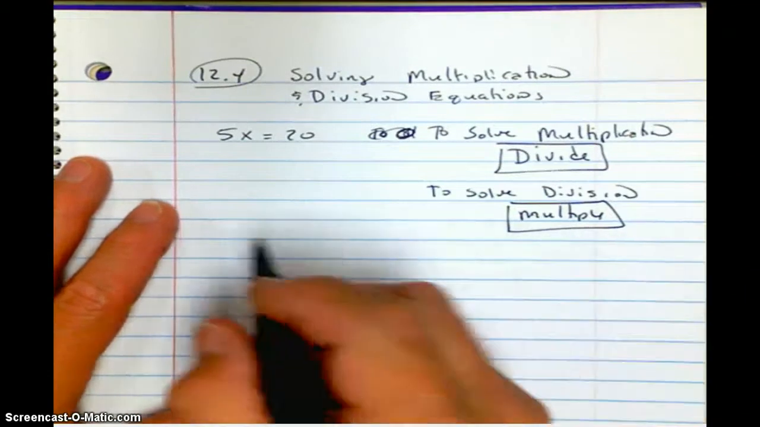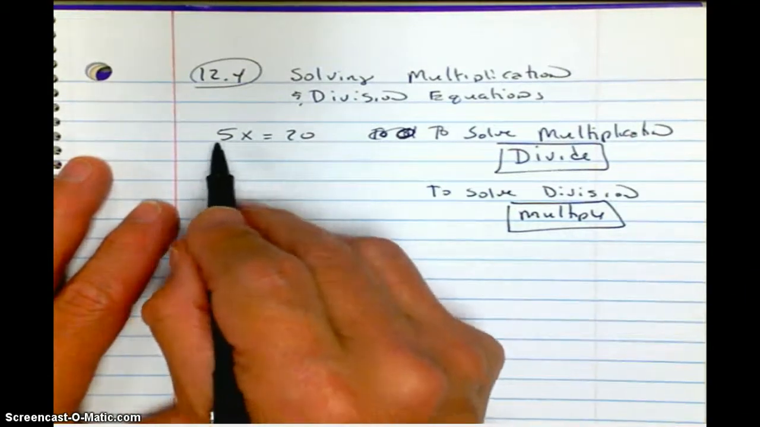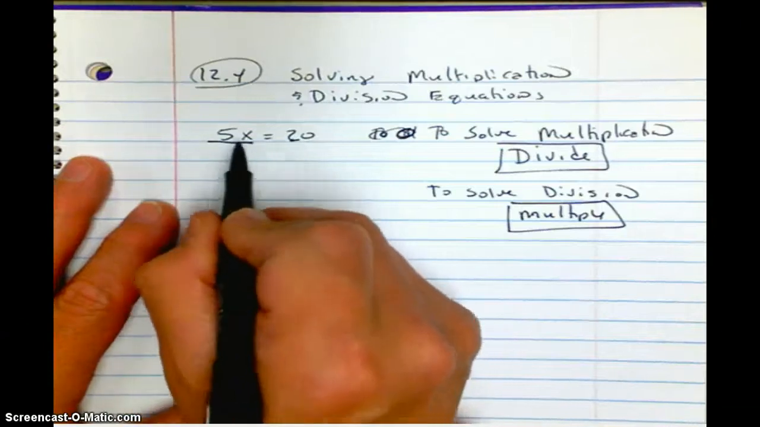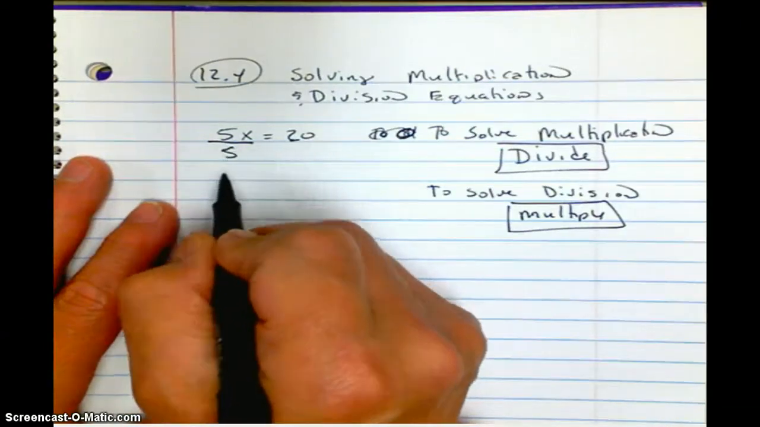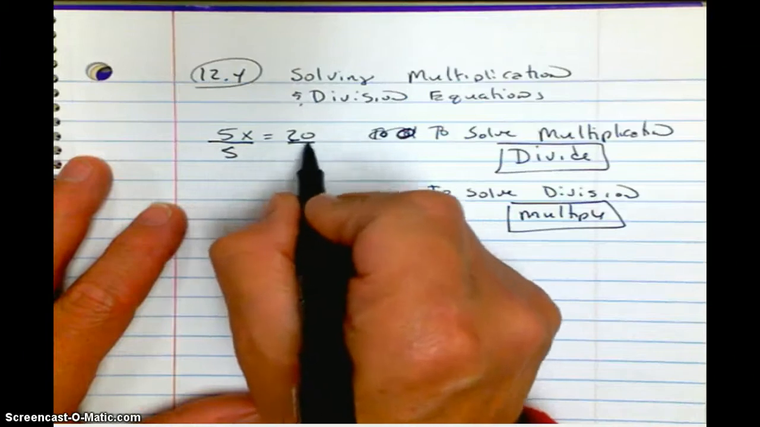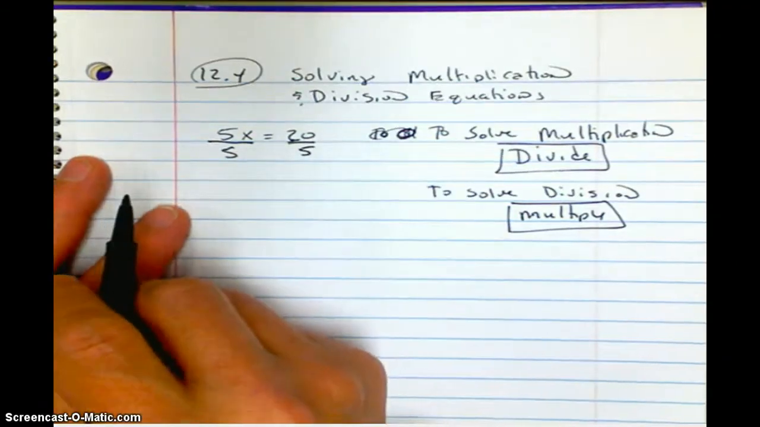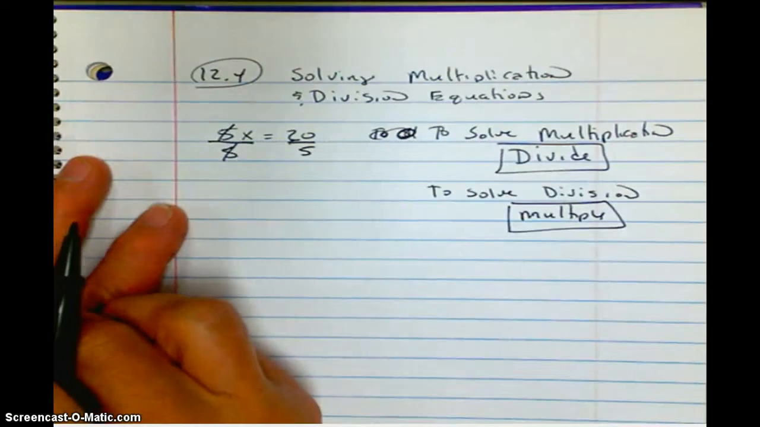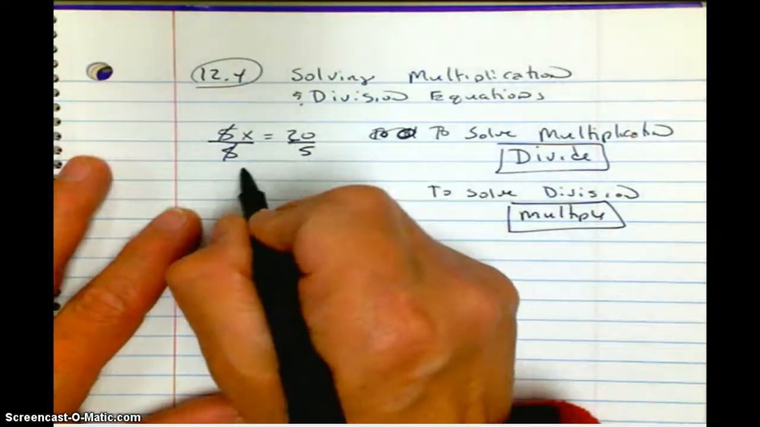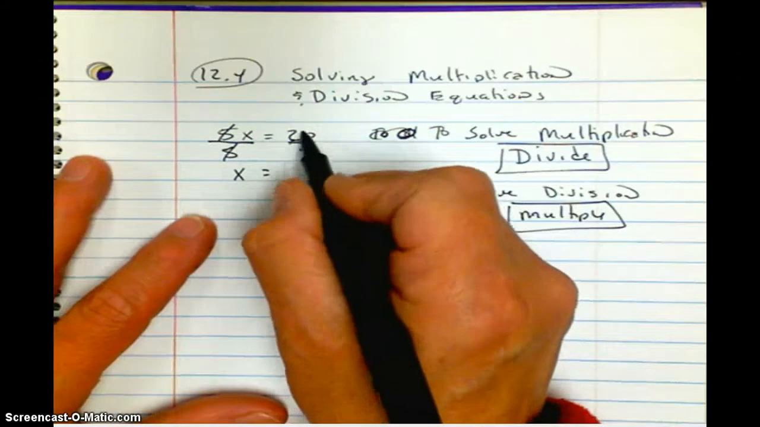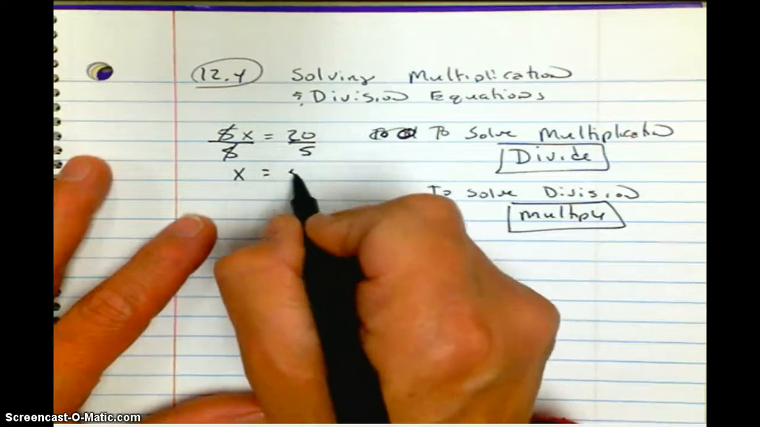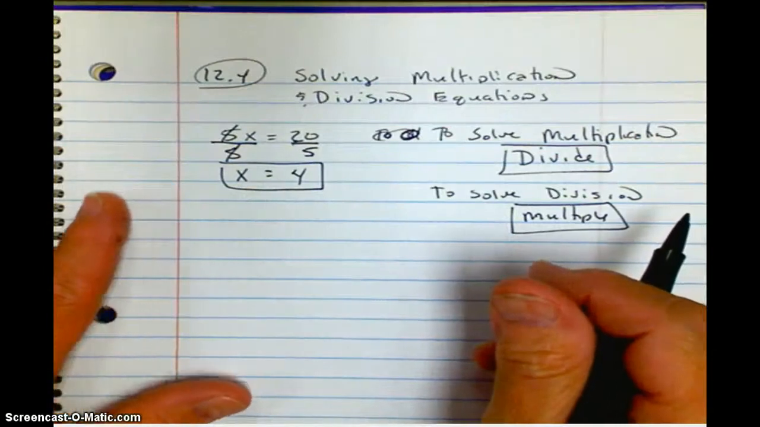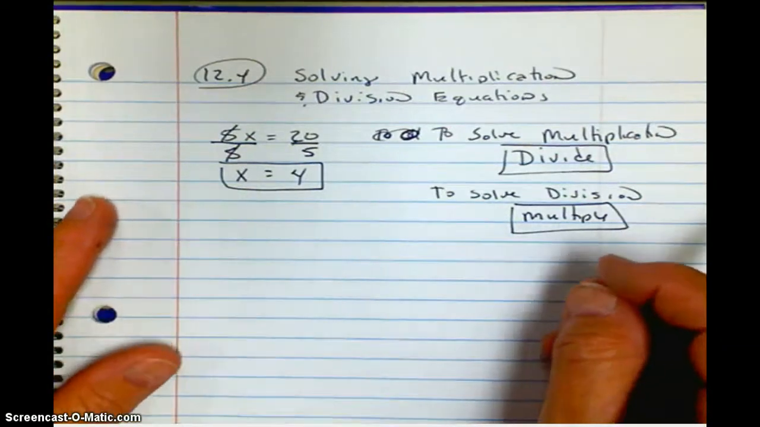So back to our problem, 5 times x is equal to 20, and we want to find out what x is equal to. Well, instead of multiplying 5 times x, we're going to divide by 5 on both sides of the equal sign, and so 5 divided by 5 crosses itself out and becomes 1. And so then we have x by itself, which is equal to 20 divided by 5, which is equal to 4.